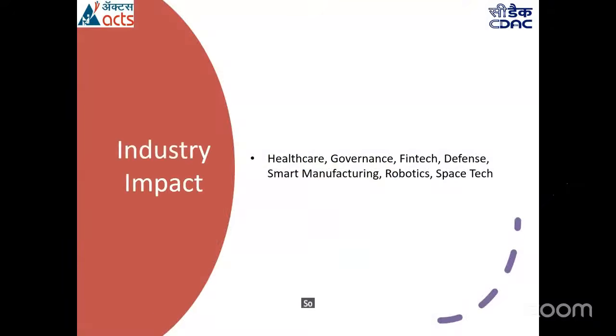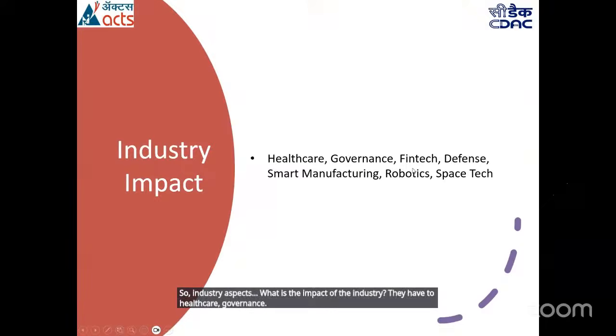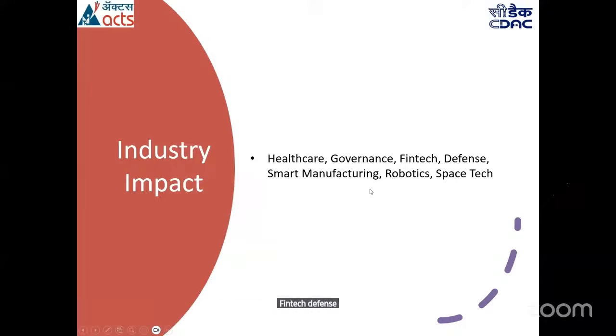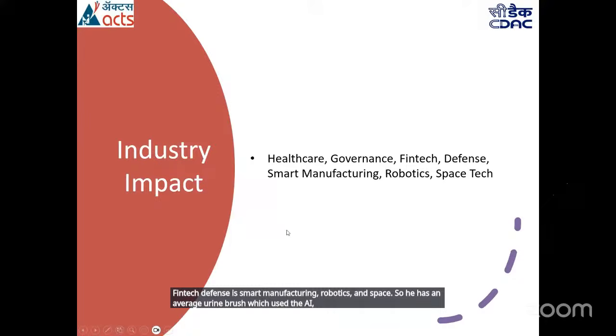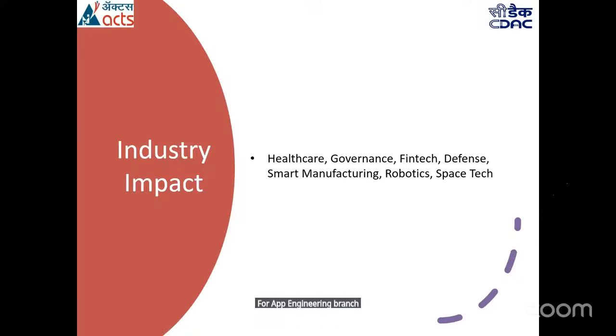So, industry aspects. What is the impact on industry? Healthcare, governance, fintech, defense, smart manufacturing, robotics, and space tech. Every engineering branch will use AI. Am I right? Every engineer, every engineering branch, will use AI.